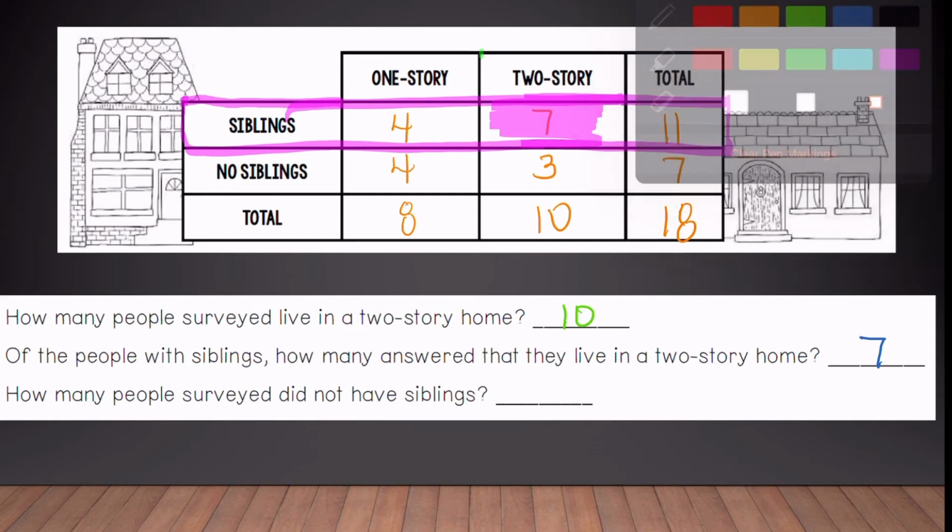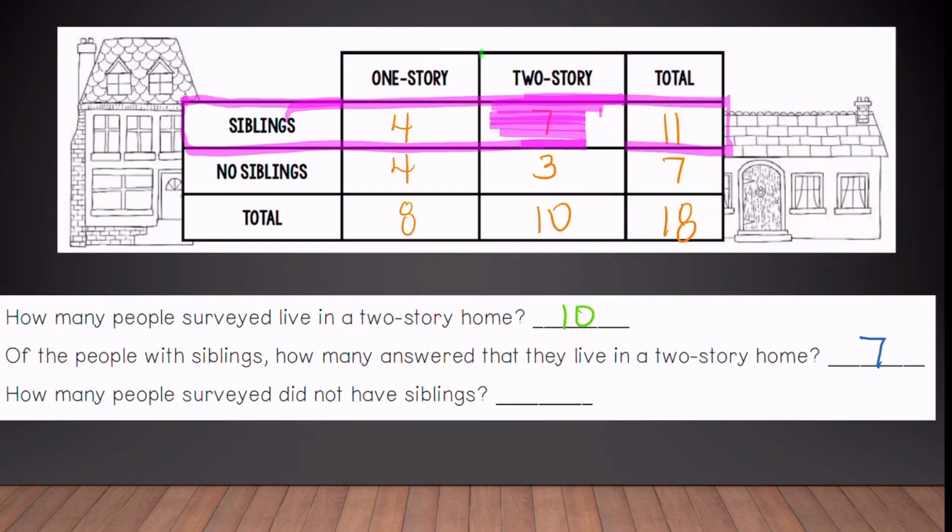Okay, last, the question asks how many surveyed did not have siblings. So we're just asking how many total don't have siblings. That's it. So they want your total number of no siblings. This was a 3. So no siblings, we want the total. That would be 7 people did not have siblings. Okay?